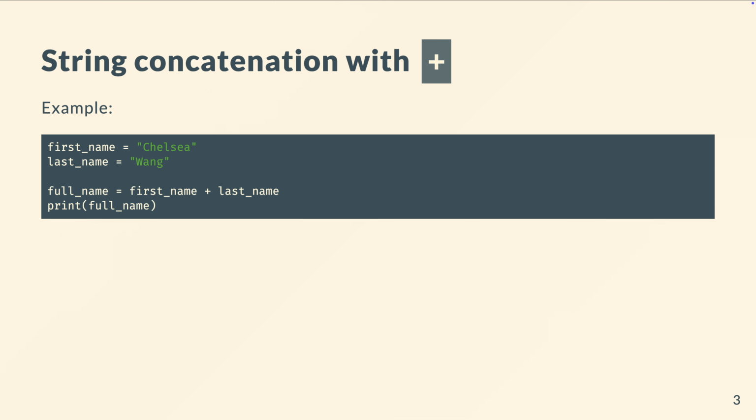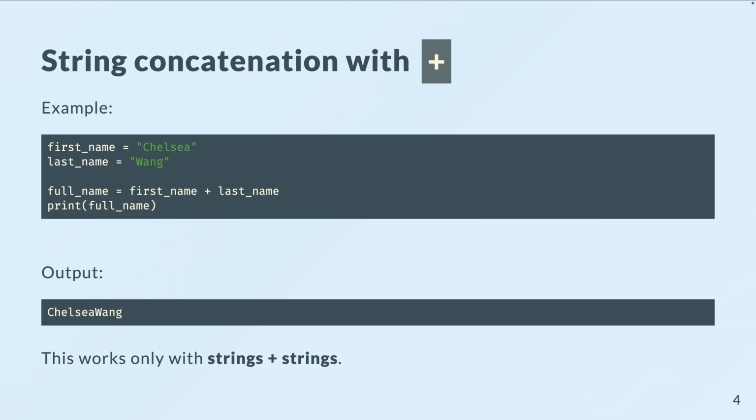Now we learn concatenation. Concatenation means joining strings together. In Python, we join strings using the plus sign. In this example, first name is Chelsea, and last name is Wang. They are both strings. We join first name and last name into one string using the plus sign. Let's see the output. When we join the first name Chelsea and the last name Wang with the plus sign, Python puts them right next to each other. So it prints Chelsea Wang with no space in the middle.